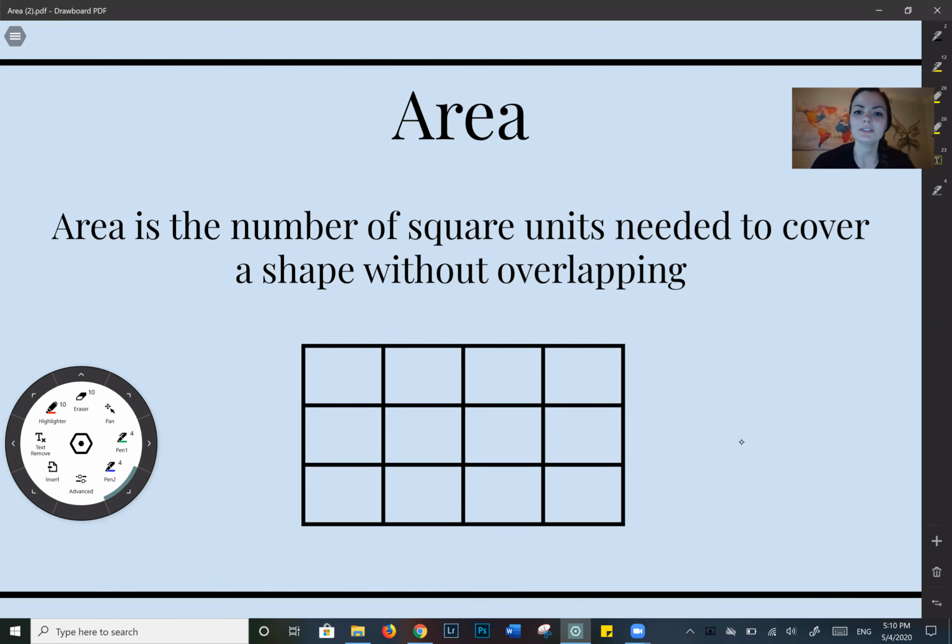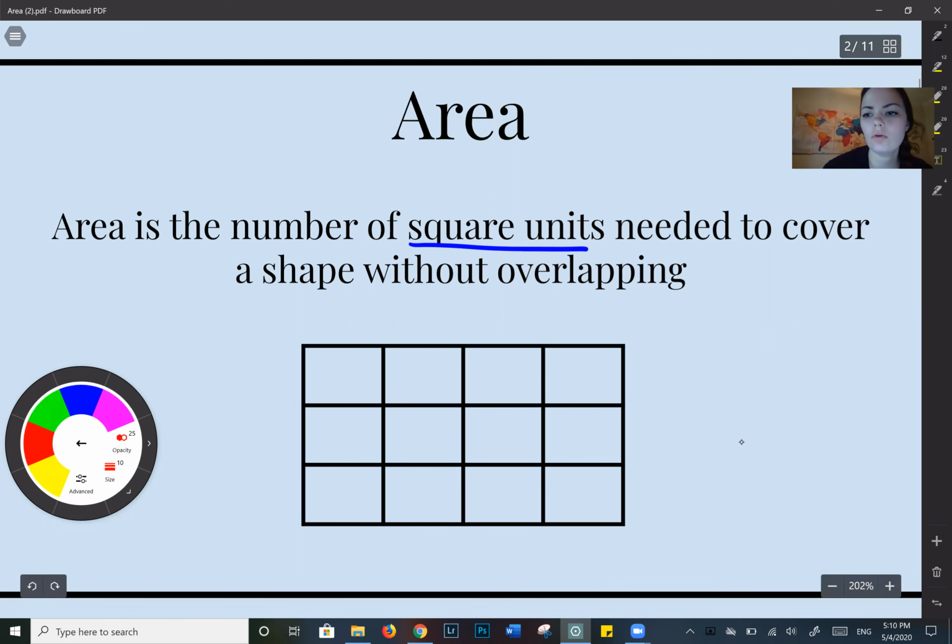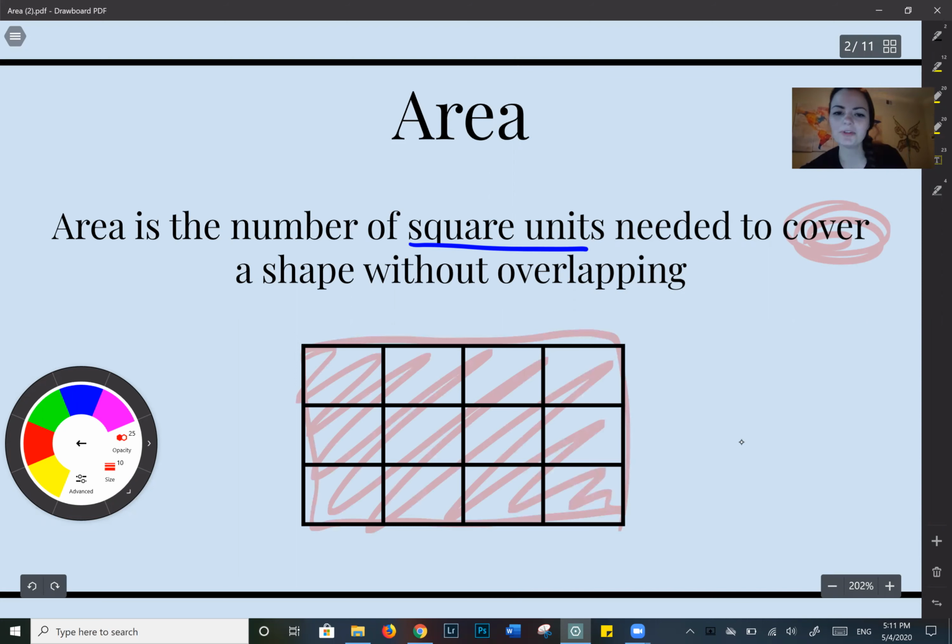So area is the number of square units needed to cover the whole shape. So if I covered this whole shape, that whole thing, the whole rectangle, that's the area of the rectangle, which is not beautiful right now, but that's okay.